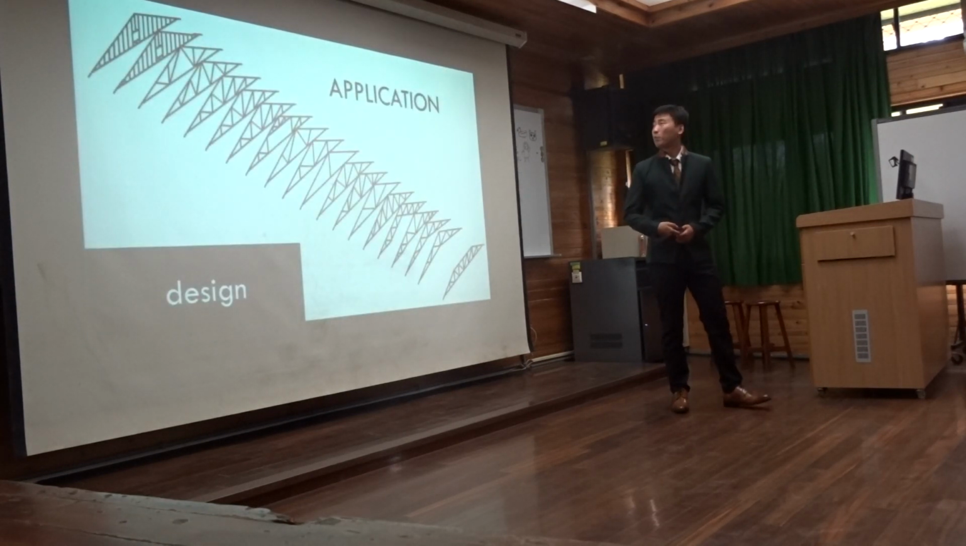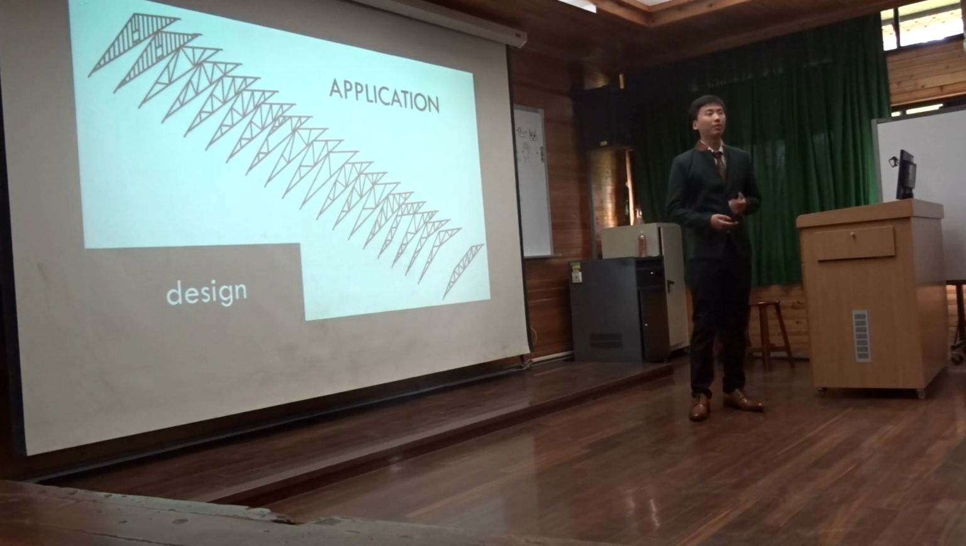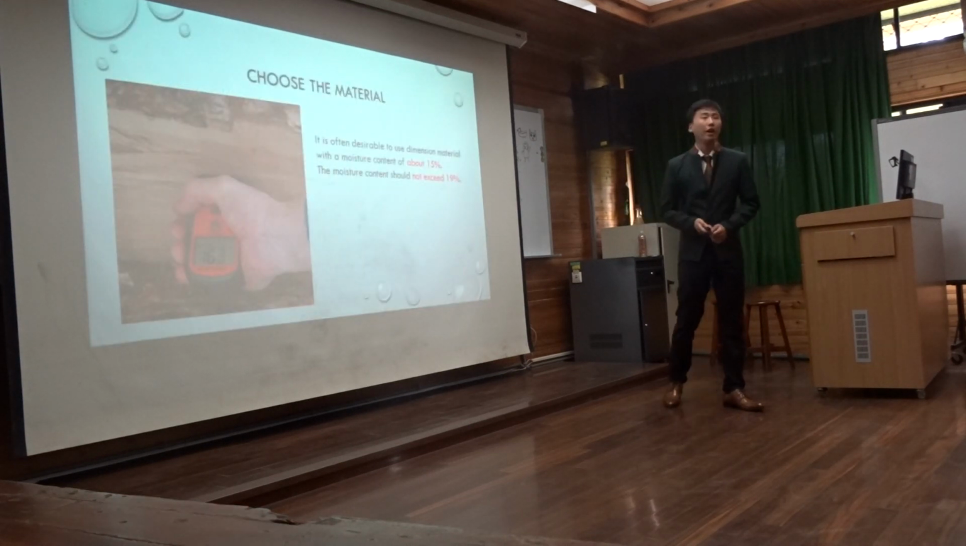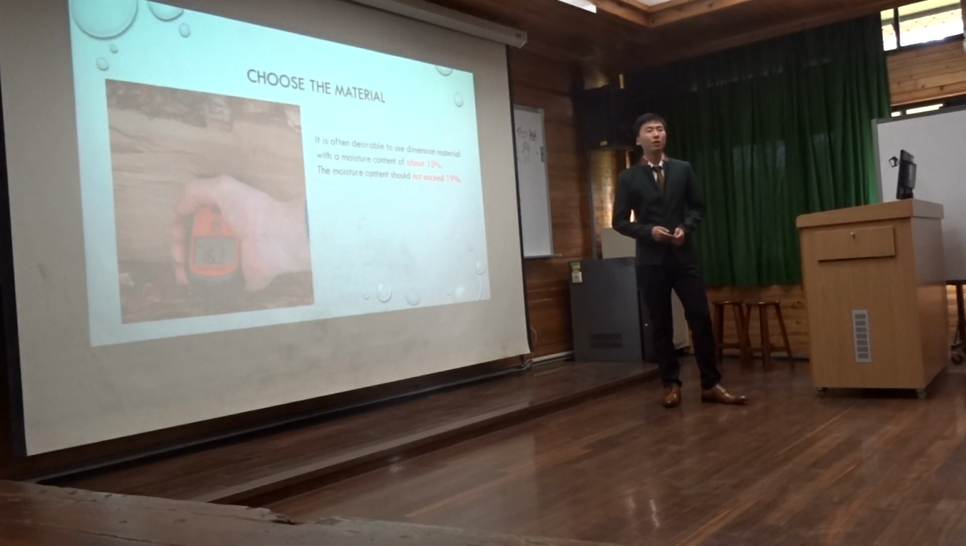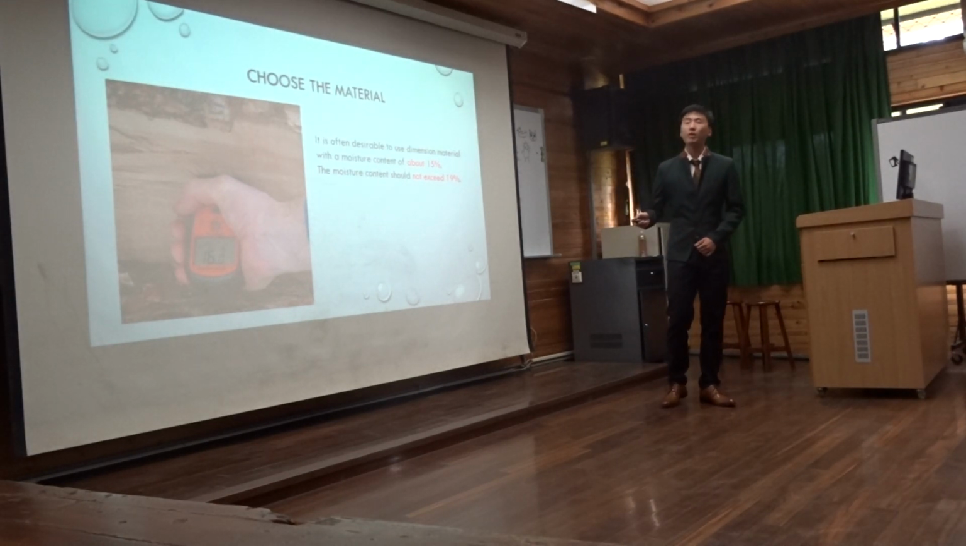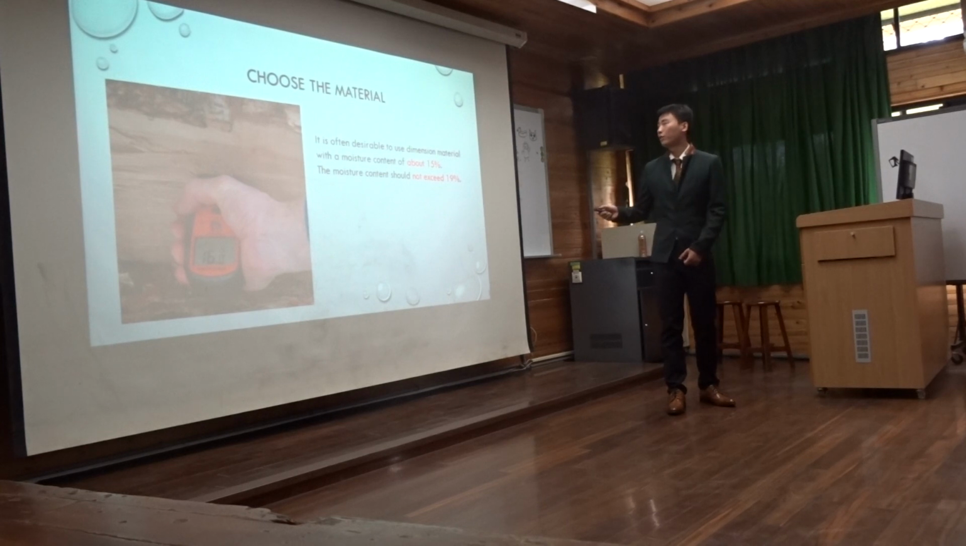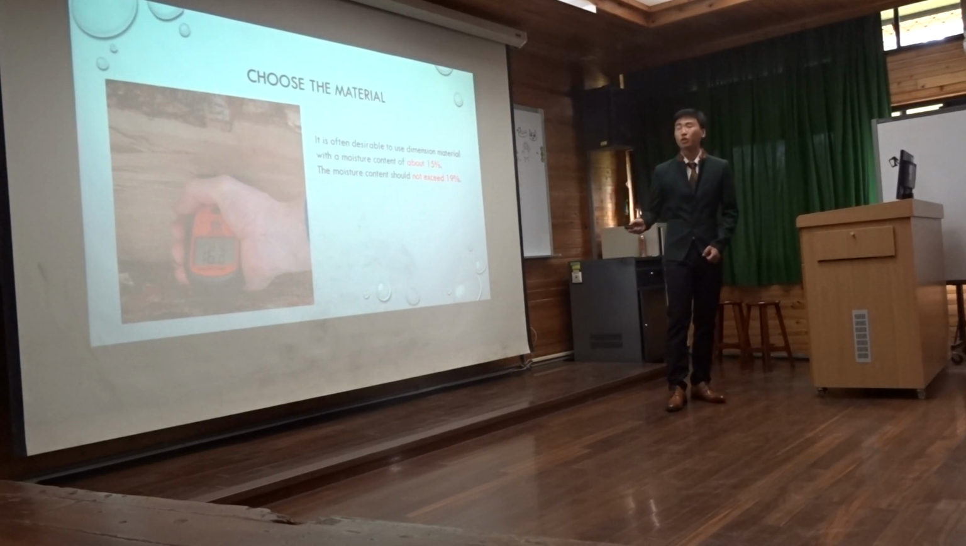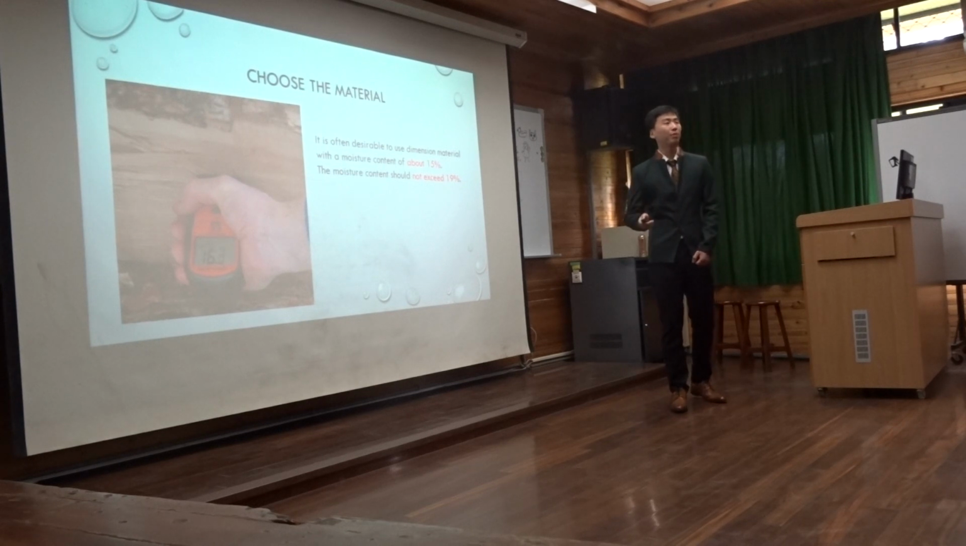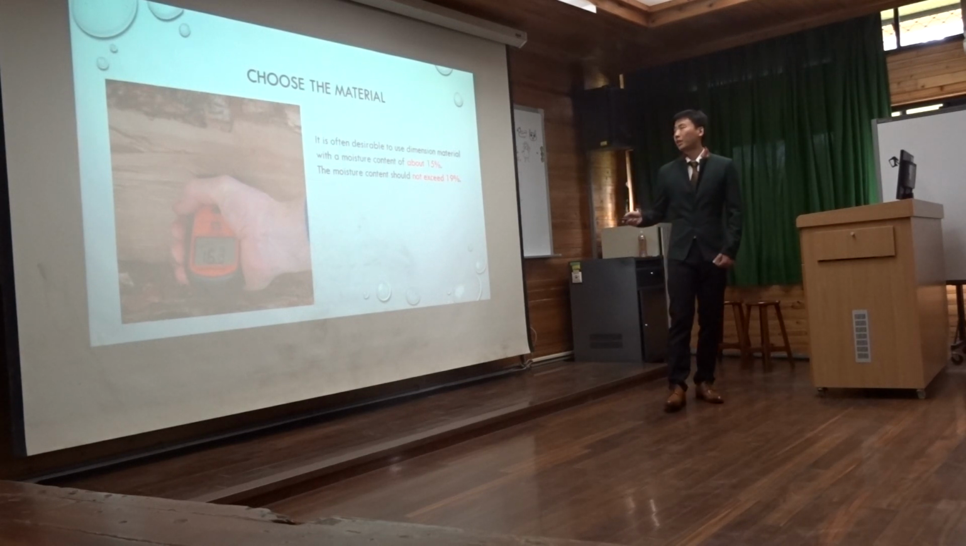Last but not least, it's time to share some tips and applications with you. Before making the truss, we must know how to choose the material. It's often desirable to use dimensional material with a moisture content of about 15%. The moisture content should not exceed 19%.